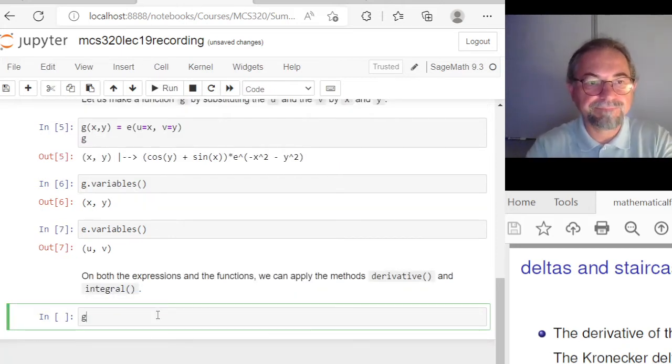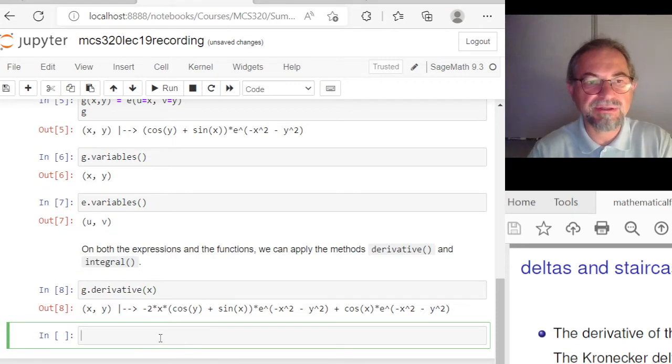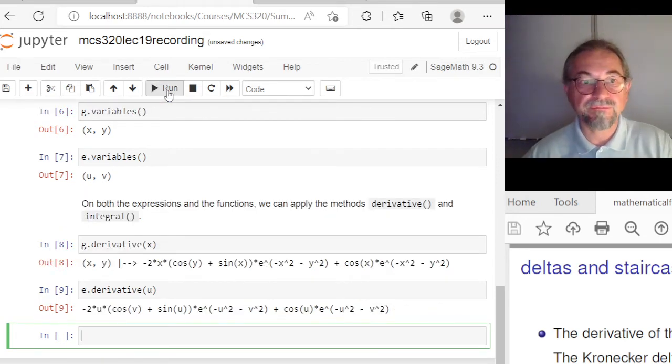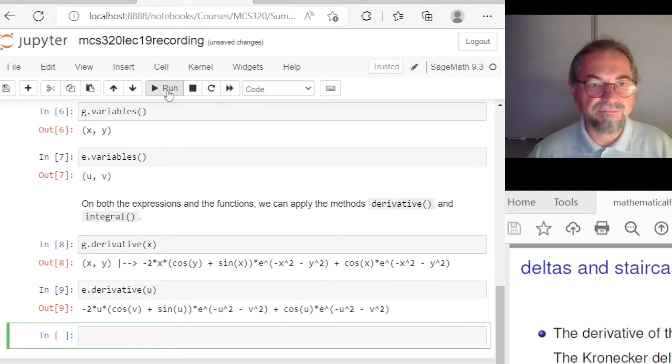So that means I could work with f, but let me work with g. I can take the derivative of g with respect to x, its first independent variable, or I can take the derivative of e with respect to its first variable, and that is u. Again, if you have forgotten the name, you could actually ask for it and select the first from that tuple. So you see, it looks identical.